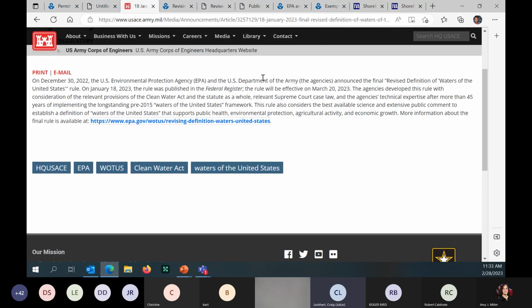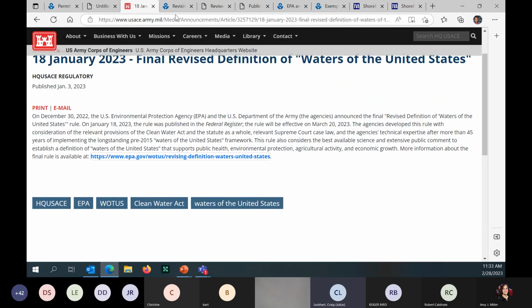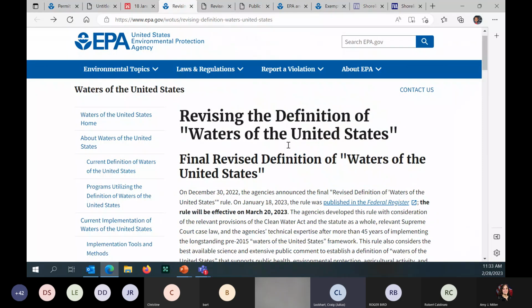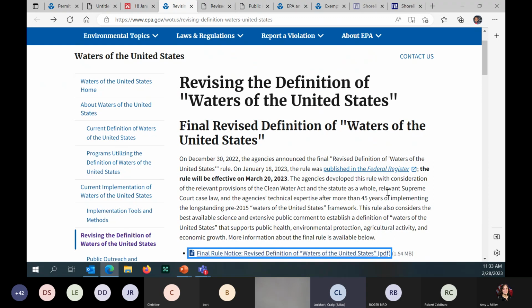As I alluded to, there's a new revised definition for the waters of the United States. This went into effect March 20th, 2023. This is what the page looks like. If you go to the EPA website, they go over more of the details of what it means. Going back from 1977 to 2015, the Army Corps and EPA had similar definitions of what the waterways were for the United States. So they put the definitions together in the new 2023 rule.